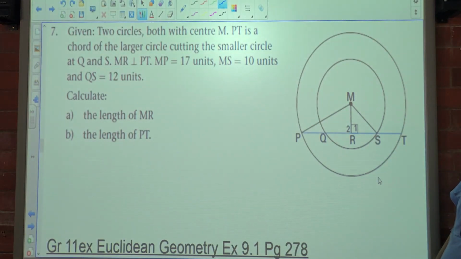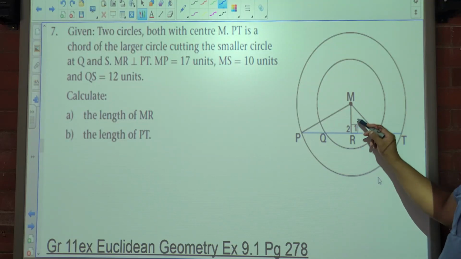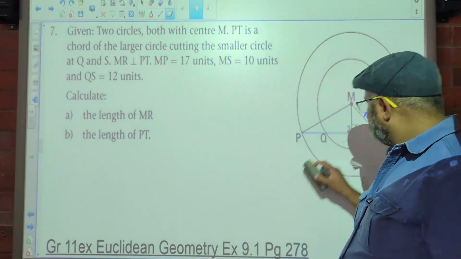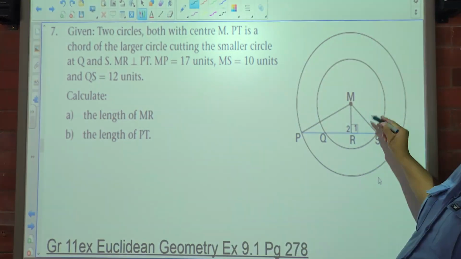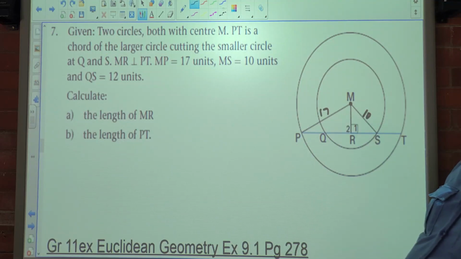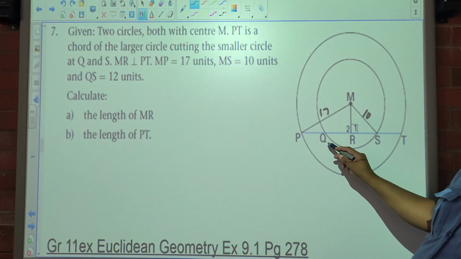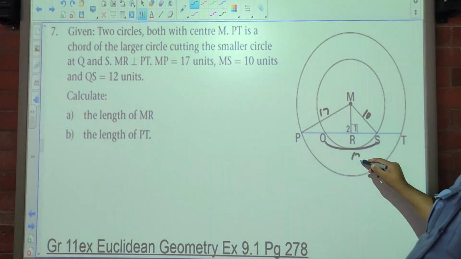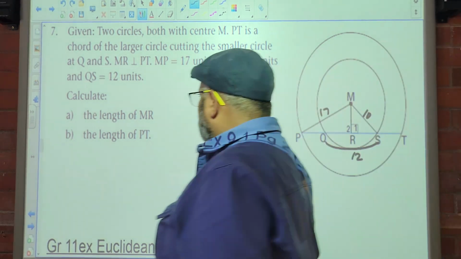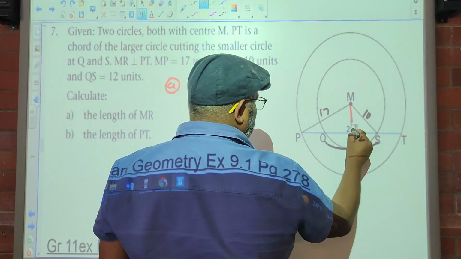Then we are told that MS is 10, MP is 17, and QS is 12. Calculate the length of MR. So MR is this length here, not so?